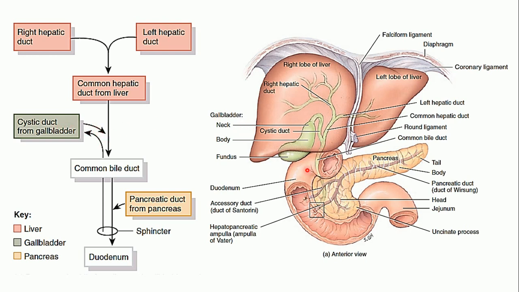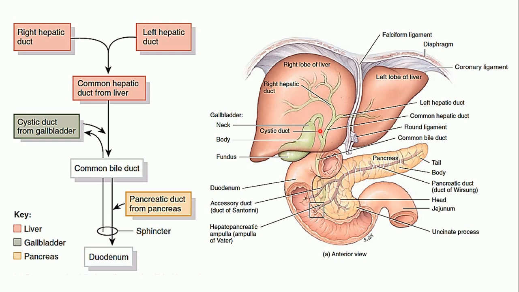So the function of the gallbladder is to store the bile. Whenever the bile is not required, it will be stored in the gallbladder. And as and when required, the gallbladder will contract and it will release the stored bile into this common bile duct.